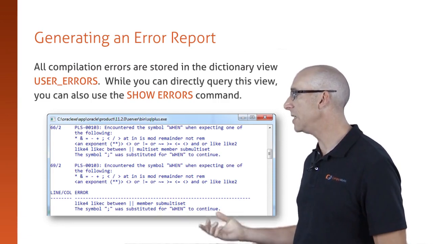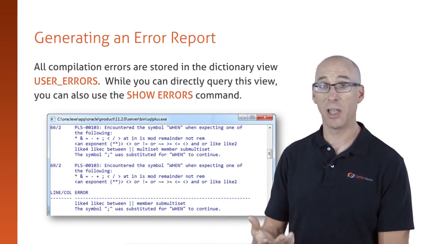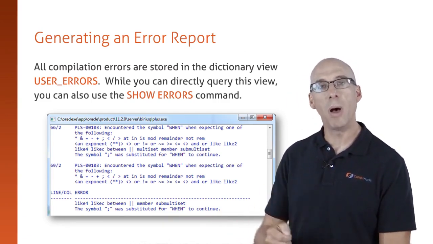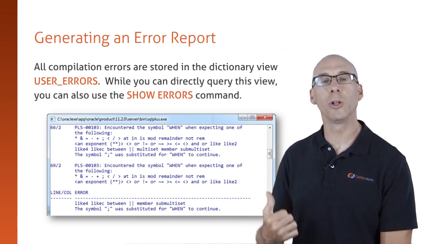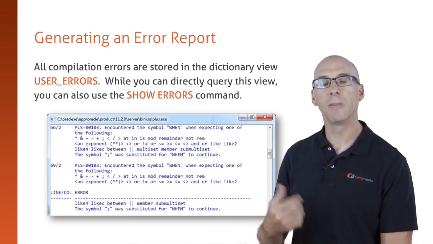But here's an example of an errors report right here, where you can see what line it is. It tells you a lot of detail. It also tends to give you a lot of stuff that you probably don't care about. But these are all of the errors that Oracle knows about for each object that gets compiled.